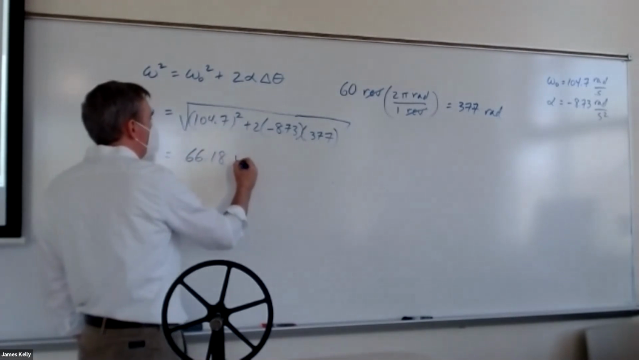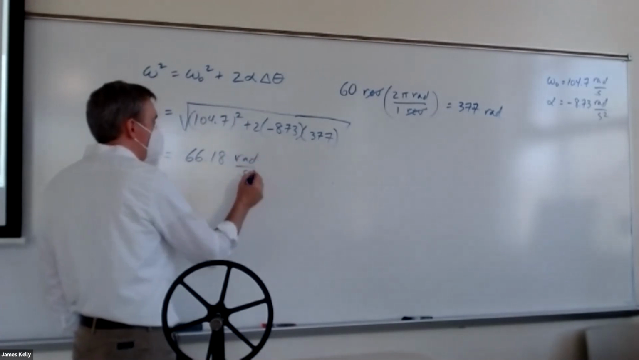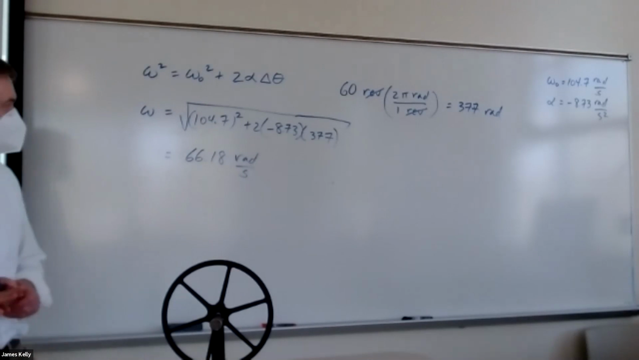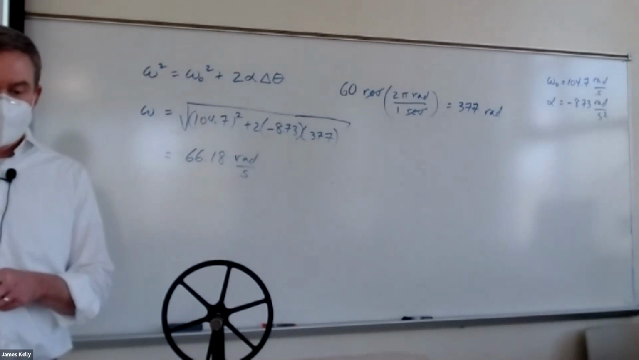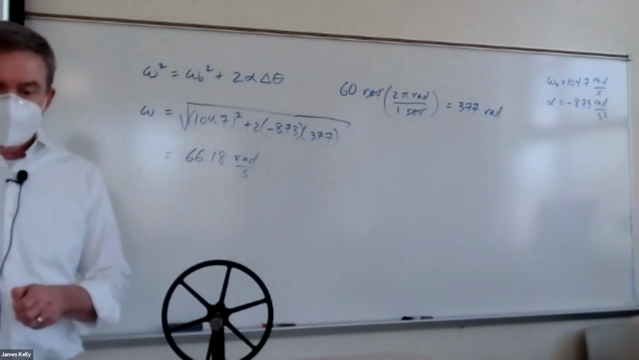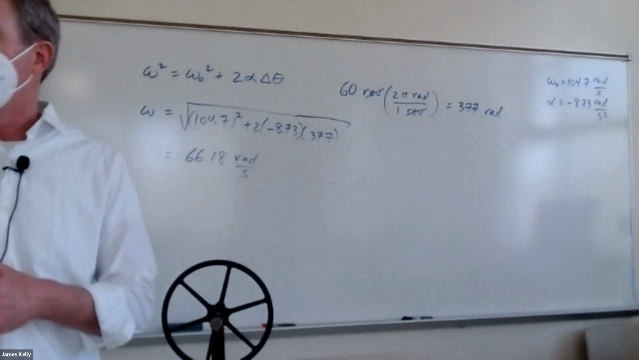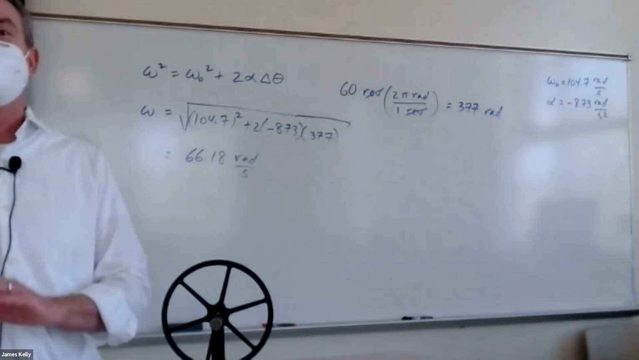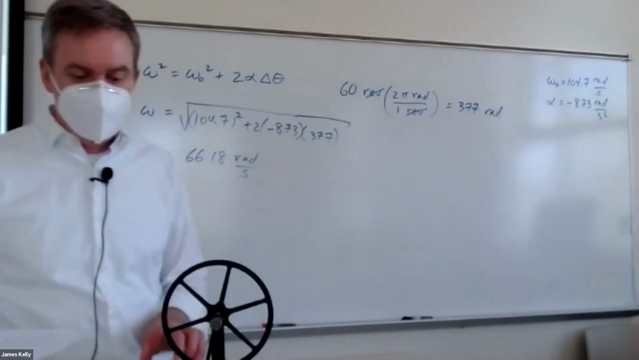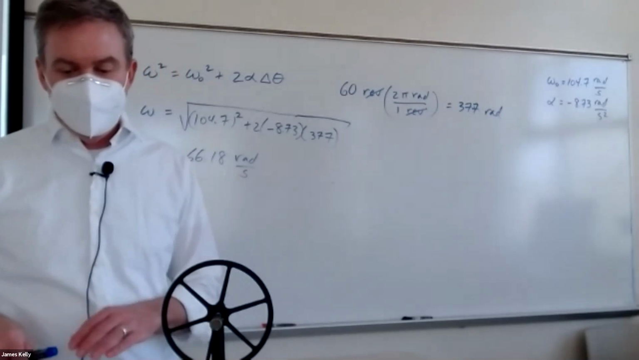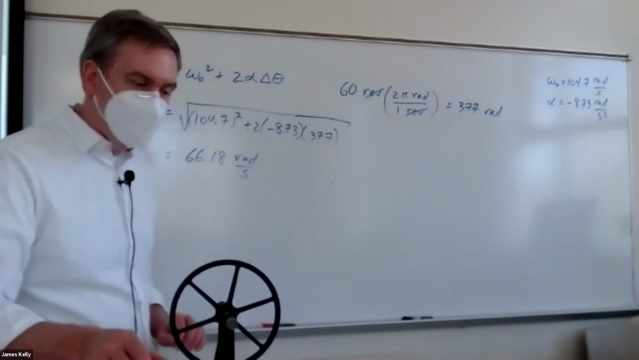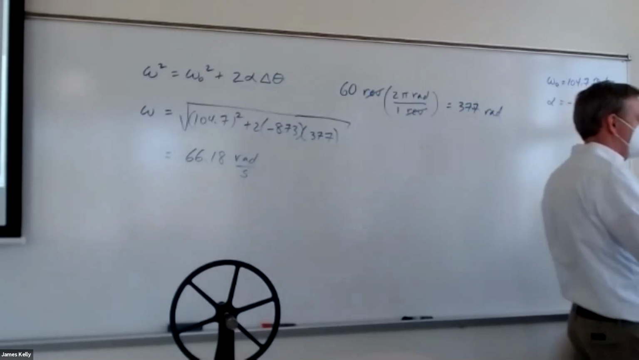66.18, and the units are going to be SI units because we put all SI units in everywhere else. Good. Any questions on that? Just the kinds of problems we would have done very generically in one-dimensional kinematics. We're just getting used to using them in an angular sense. All right.